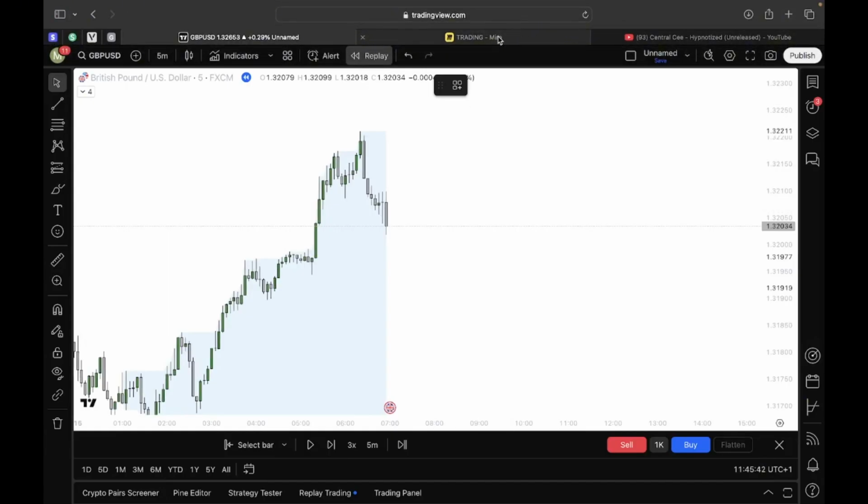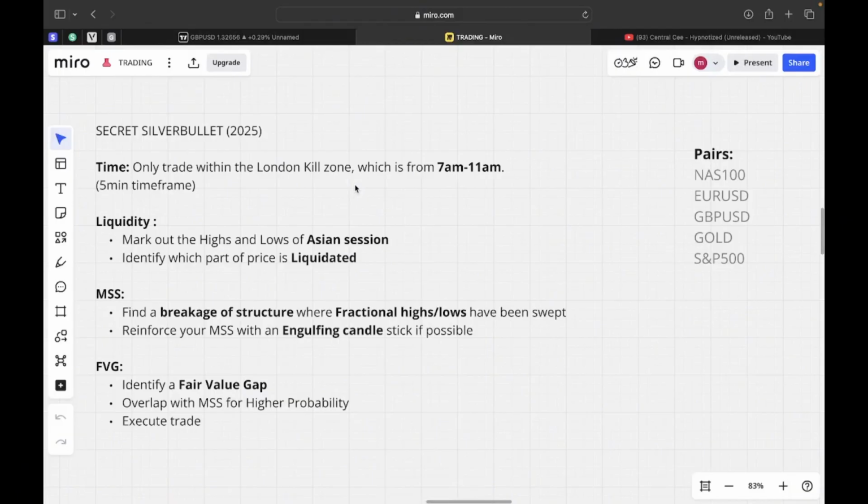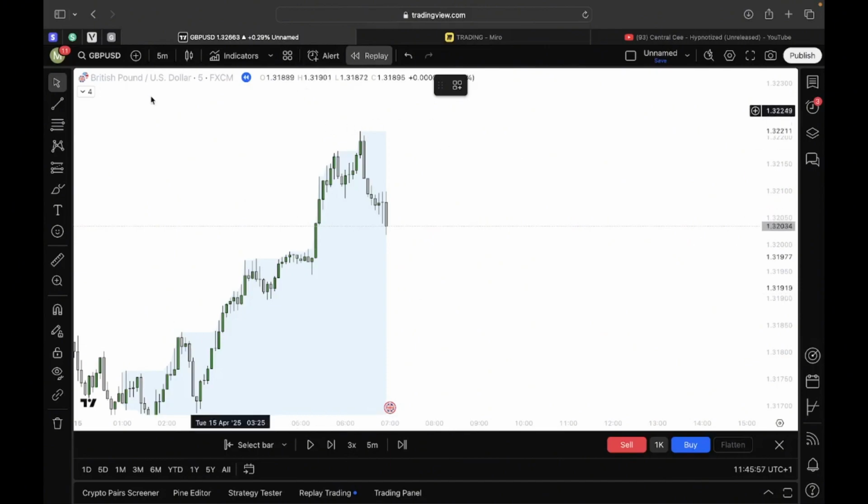The first thing you need to do is trade within the London zone, which is from 7 a.m. until 11 a.m. on a 5-minute time frame. And after you do that, you need to mark out the highs and lows of liquidity of the Asian session. So we're going to be marking out the highest point and the lowest point. As you can see, this is the highest point right here, and the lowest point is anywhere around here.